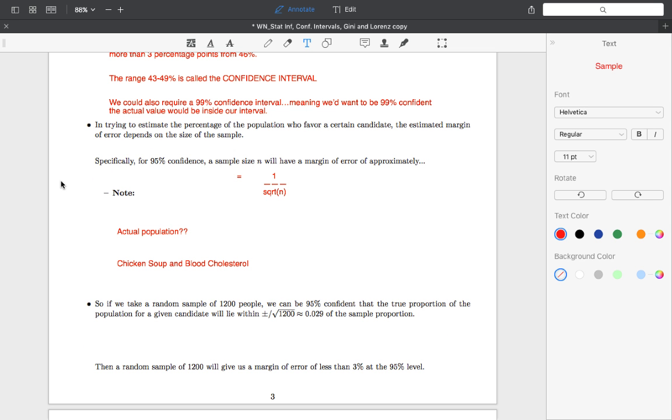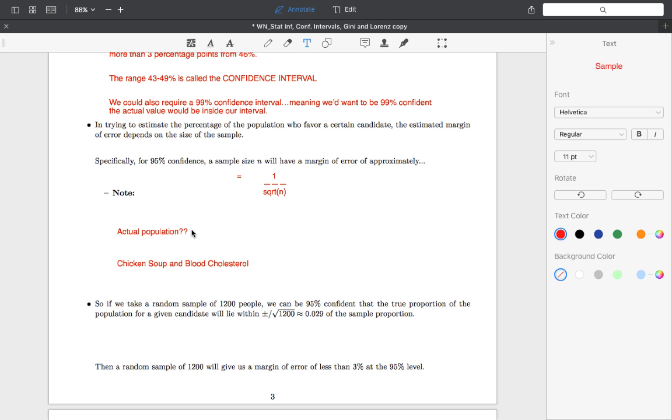In trying to estimate the percentage of a population who favor a certain candidate, the estimated margin of error depends on the size of the sample. Specifically, for 95% confidence, a sample size n will have a margin of error approximately equal to 1 over the square root of n. If we were in a statistics class, we'd be a little more precise than that, but it's a good approximation for our purposes. So for a 95% confidence interval, with a sample size of n, the margin of error should be 1 over the square root of n.